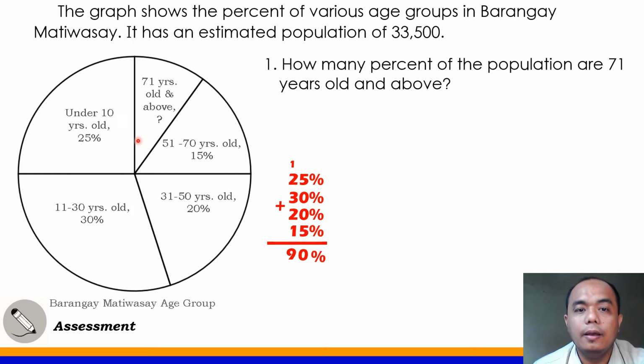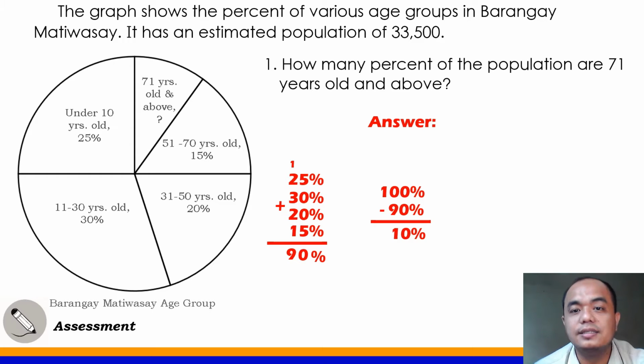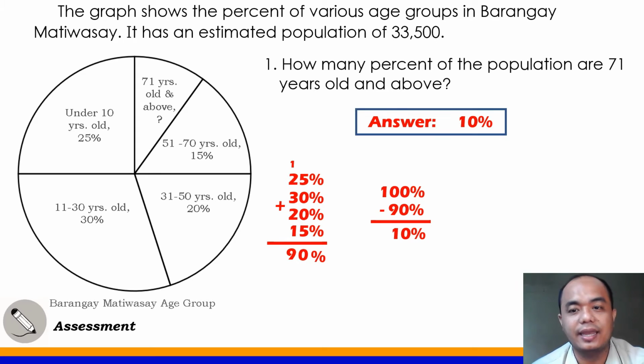So, ibig sabihin, para makuha natin yung part na to, isasubtract natin yung 90% na total ng mga to. So, meaning, we have 10% na lang natira. So, yung 10% na to, class, yan yung mga 71 years old and above. Okay, that's the correct answer for number 1. 10% yung 71 years old and above sa Barangay Matiwasay.